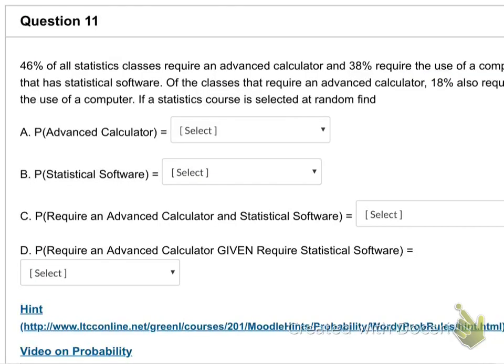See how question 11's coming at you? 46% of all statistics classes require a calculator. 38% require the use of a computer, I guess. So it's the same thing, but then notice this phrase, of the classes that require a calculator, 18% also. See how that third one's "of" again? It's going to be the same thing as last time. Same thing as number 10.